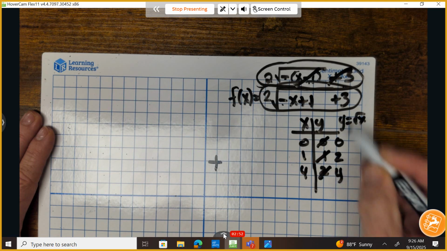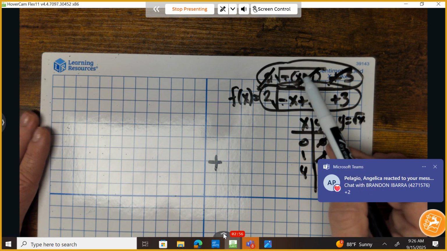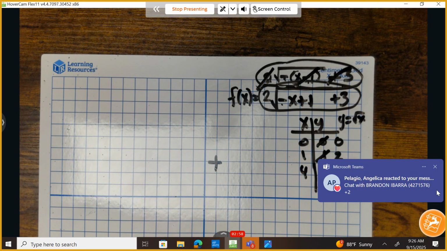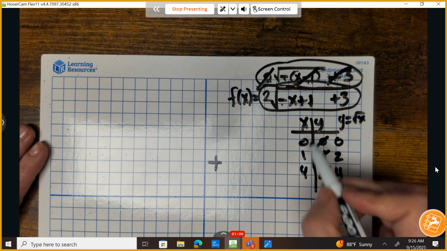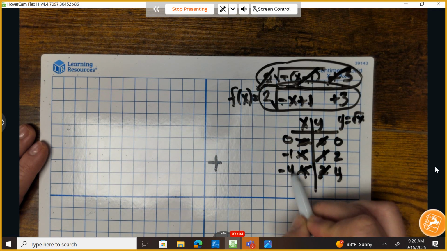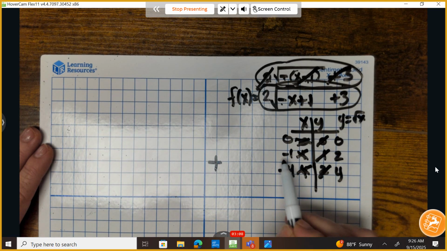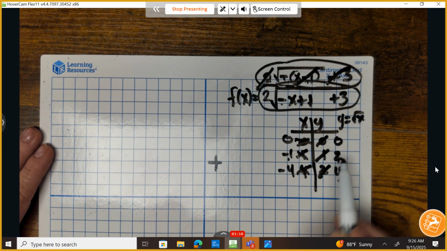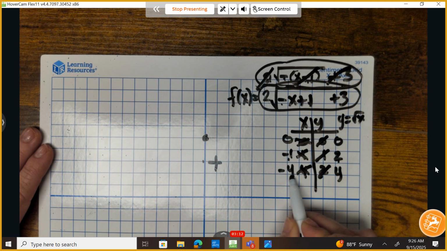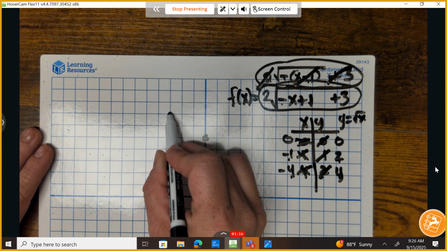Times 2, times 2. And then this negative sign, or anything that's been factored out inside, will be multiplied by the input values, or the x values. So times a negative, and times a negative. This is showing your work for me. So here's my 0, 0. I'm going to go left 1 and up 2. Left 1, up 2. Left 4, up 4. 1, 2, 3, 4. 1, 2, 3, 4.